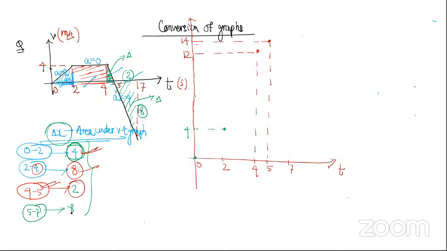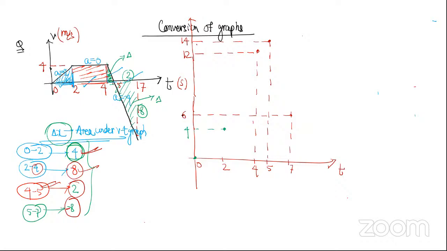Now be careful, from 5 to 7 it's not 8, it's -8. You see the area is under the time axis, it's not above the time axis, it's below the time axis, so it is -8. Okay, -8 means its displacement is -8, that means it has returned. So it was at 14 and then returned 8, so where is it now? 14 minus 8 is 6. So at 7 seconds it is at 6, somewhere here.